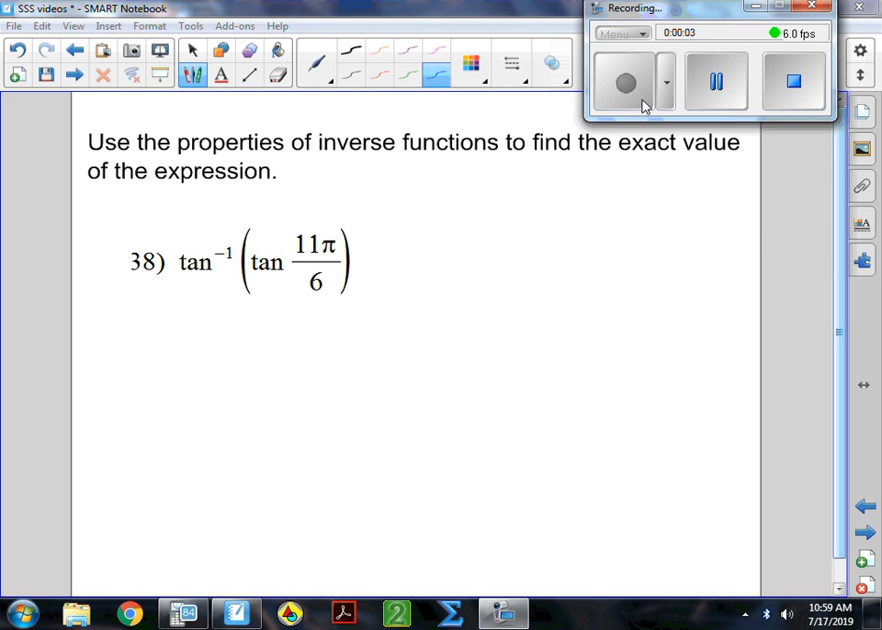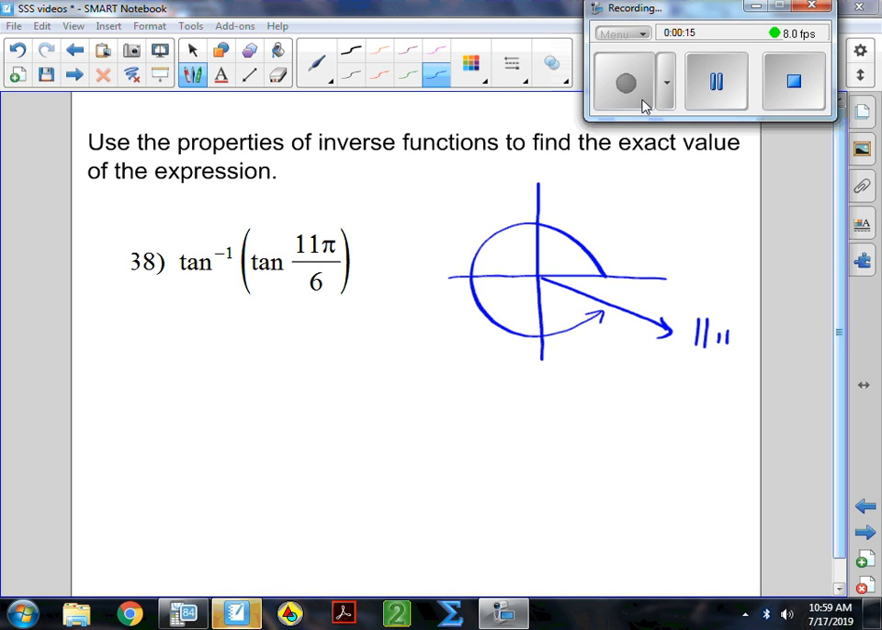Number 38, the inverse tangent of the tangent of 11 pi over 6. So first we'll find 11 pi over 6. 2 pi is the same thing as 12 pi over 6. So 11 pi over 6 is going to have a reference angle, theta prime, of pi over 6. So what I'm looking for is the tangent of pi over 6 in quadrant 4.